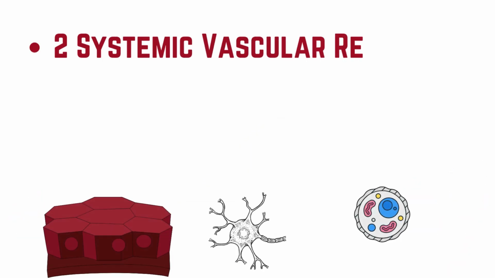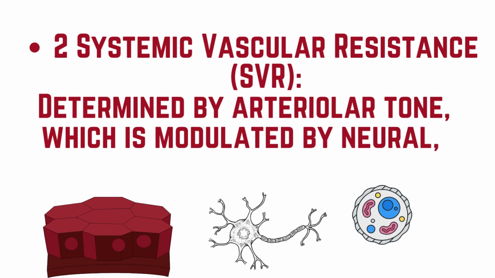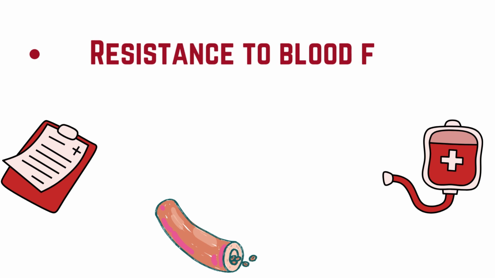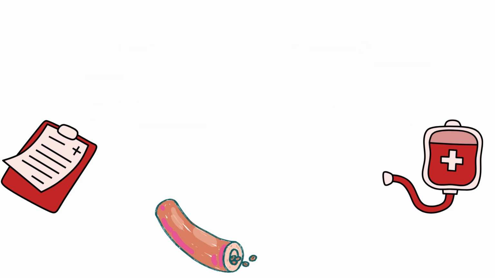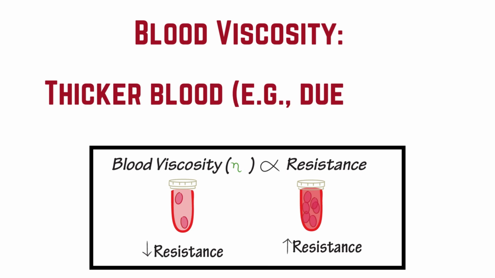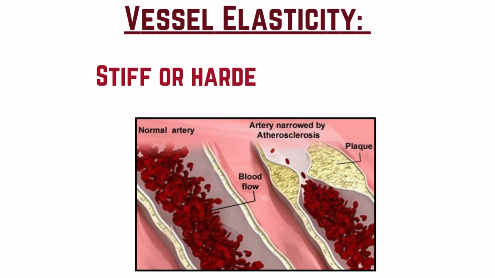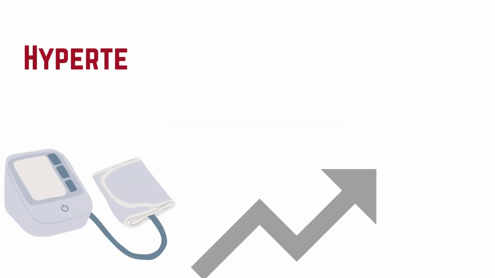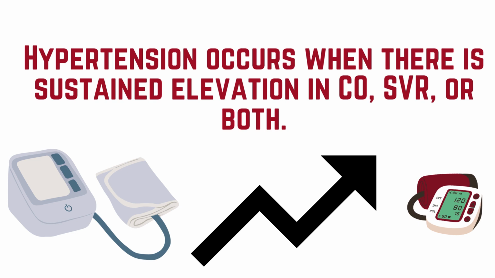Moving towards the second determinant of blood pressure: systemic vascular resistance, determined by arteriolar tone, which is modulated by neural, hormonal, and local factors. Resistance to blood flow primarily occurs in small arteries and arterioles. It is influenced by vessel diameter: smaller vessels increase resistance. Blood viscosity: thicker blood, e.g. due to high hematocrit, increases resistance. Vessel elasticity: stiff or hardened arteries, e.g. in atherosclerosis, elevate resistance. Hypertension occurs when there is sustained elevation in cardiac output, systemic vascular resistance, or both.